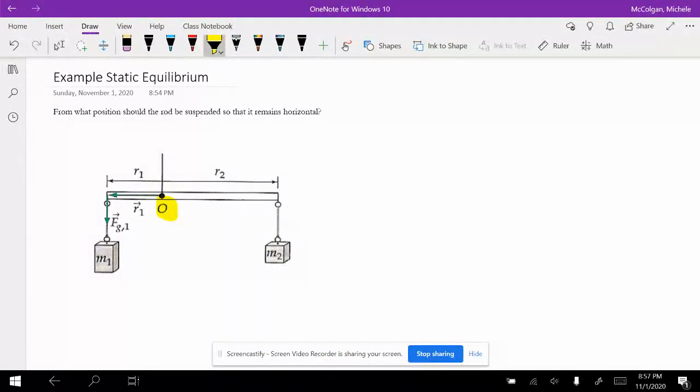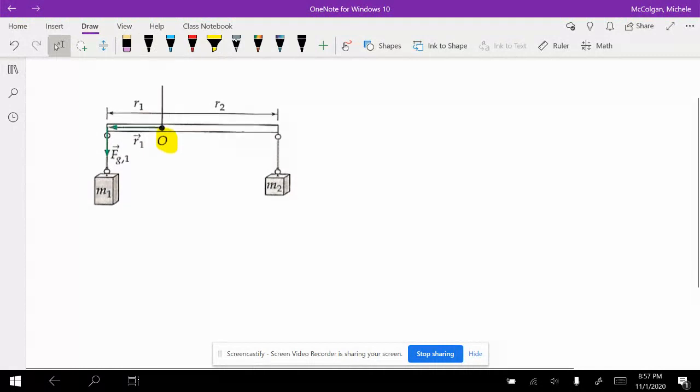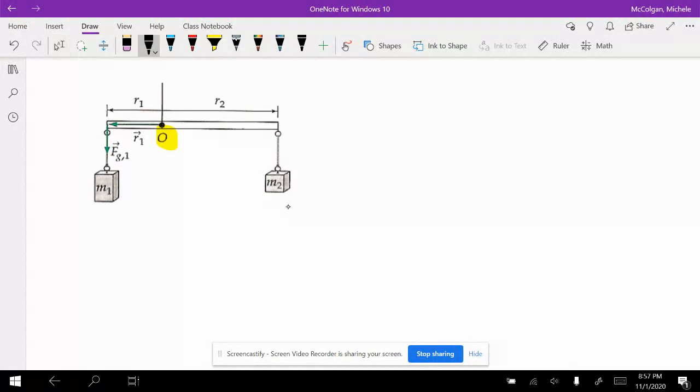So this is a torque problem, right? If it's going to remain horizontal, we need the sum of the torques to equal 0. This is just like the sum of the forces, but it's the sum of the torques is equal to 0. What that means is that M1 is going to pull down on the rod, causing the rod to go counterclockwise.